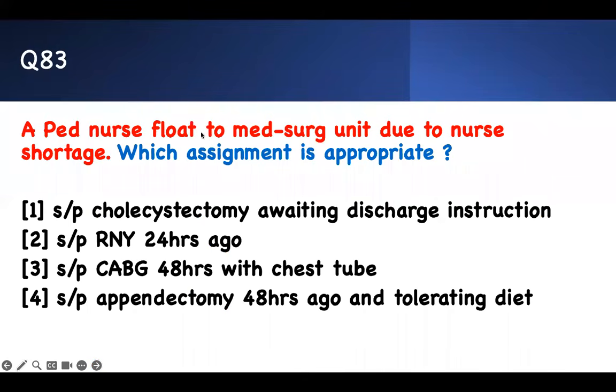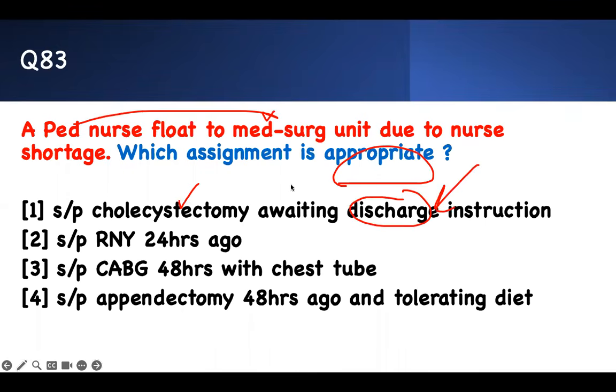83. Which assignment is appropriate? A pediatric nurse floats to the med-surg unit due to a nurse shortage. Pediatric goes to the surgery unit. Give them somebody they're familiar with, within their specialty, and not a specialized patient. I have a cholecystectomy waiting for discharge. No, discharge instruction has to be done by a med-surg nurse. They know everything about cholecystectomy.